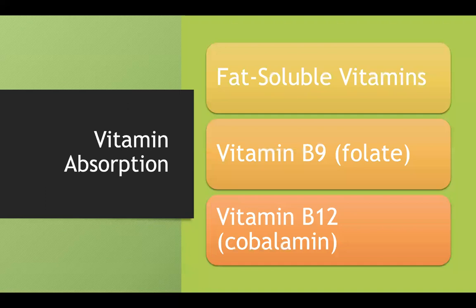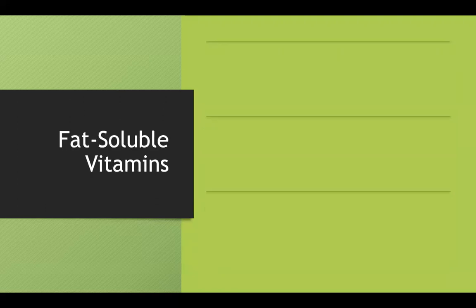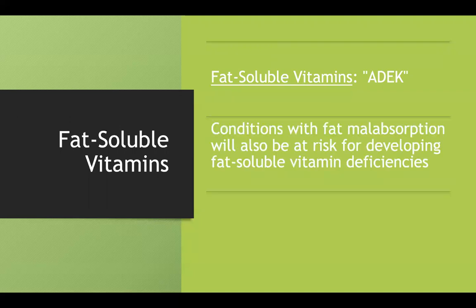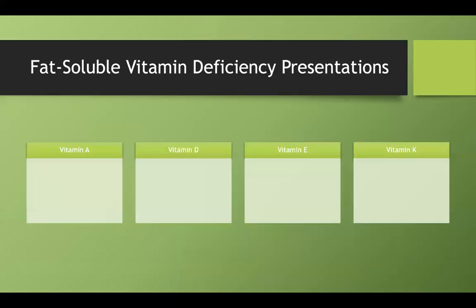Let's move on to vitamins. I want to talk about fat-soluble vitamins, then folate and B12. Fat-soluble vitamins are sometimes referred to as your ADEK, so vitamin A, D, E, and K. Any condition that causes fat malabsorption, you should always think about the potential for a fat-soluble vitamin deficiency as well. The presentations are really random at times, so it's something you should always be on the lookout for. I'll give you some of the common ways these are tested.